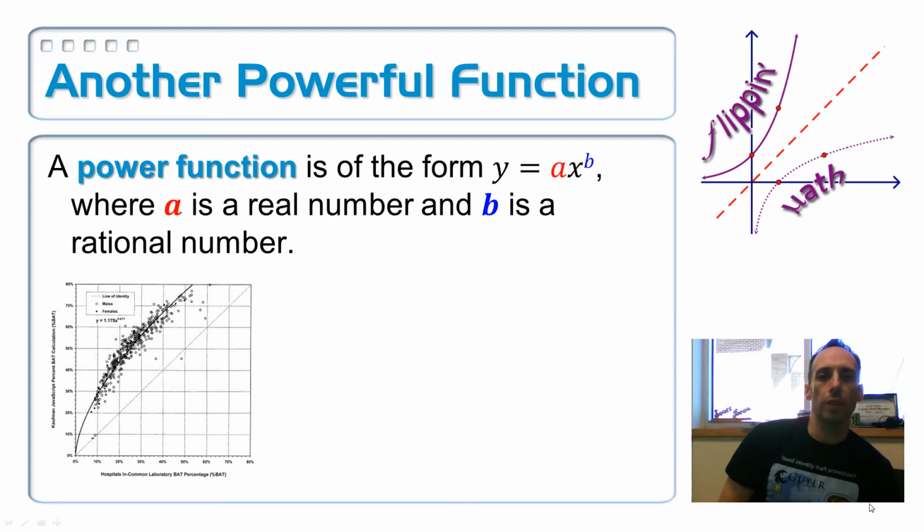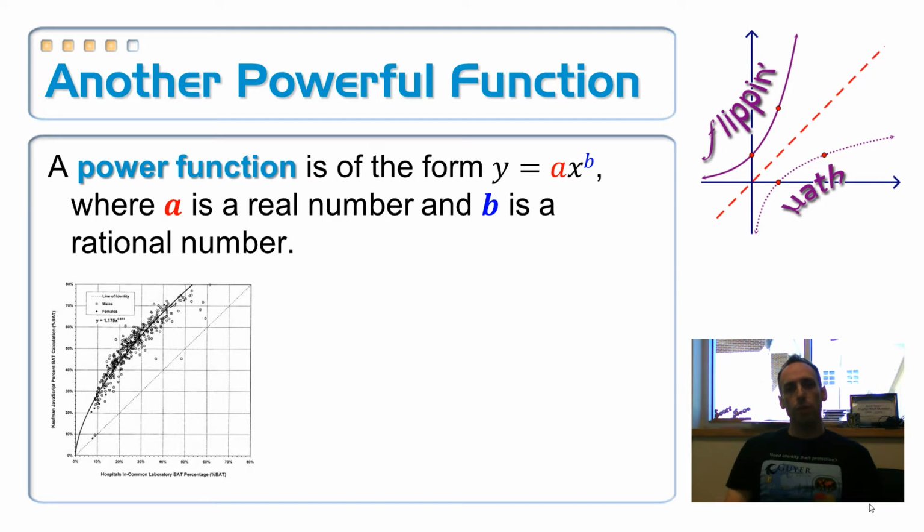Okay, so the second part of the objective is being able to write a power function from a collection of points. So a power function has the form y equals a times x to the b. Notice the relationship between this and the exponential is that the variable and the base have been switched. So the variable is the base this time, and the exponent stays constant, our b value.